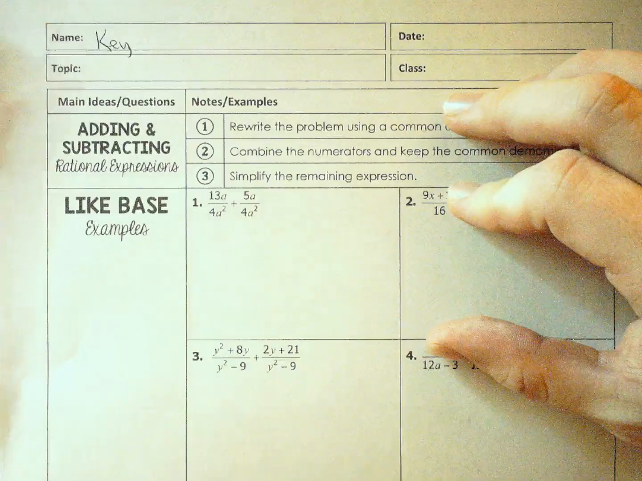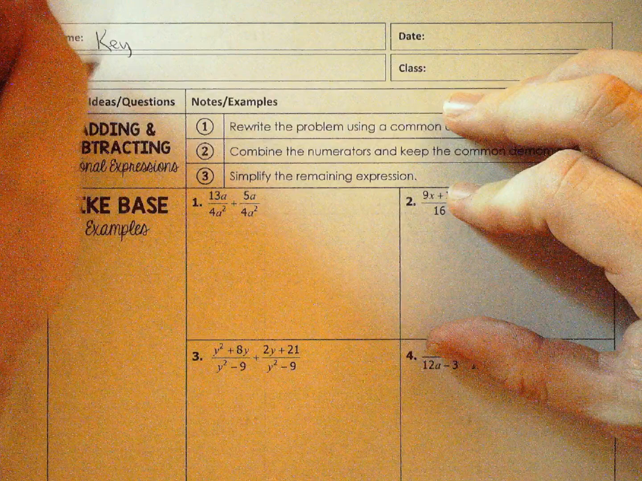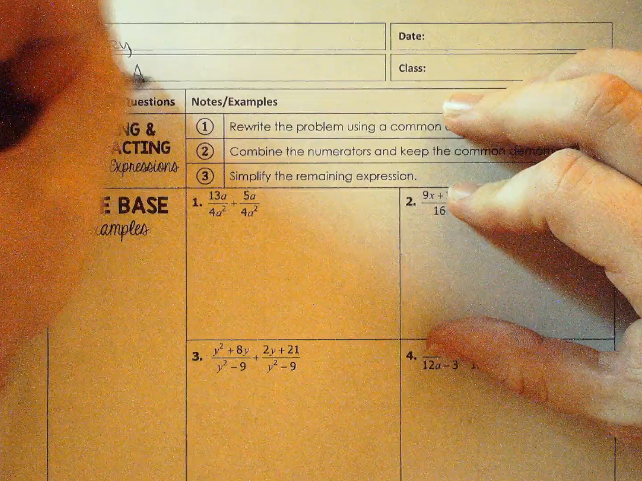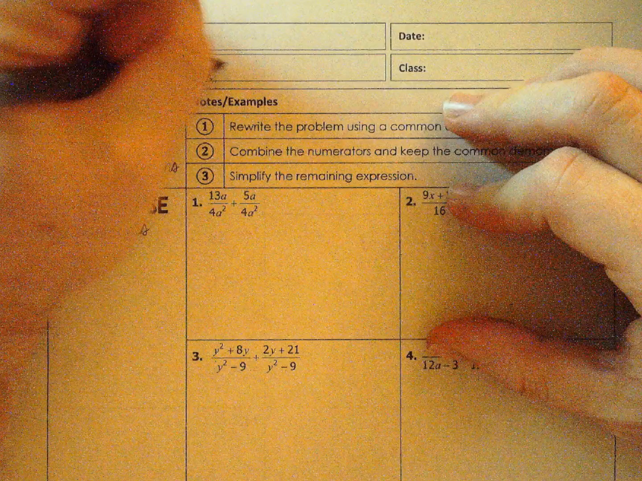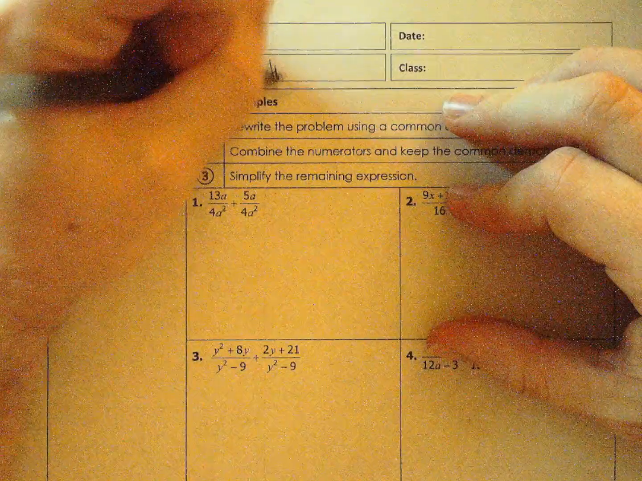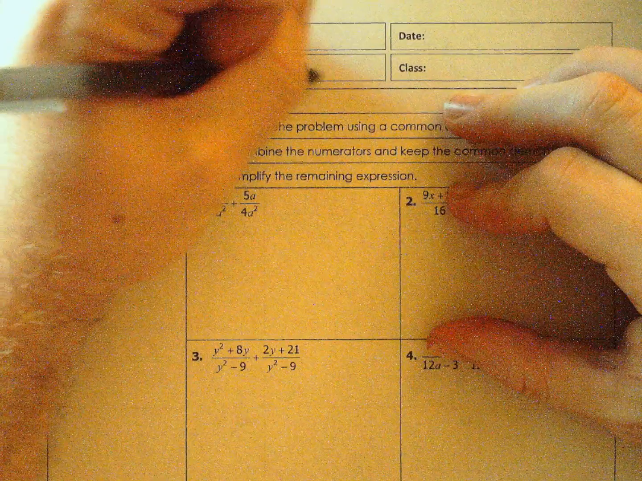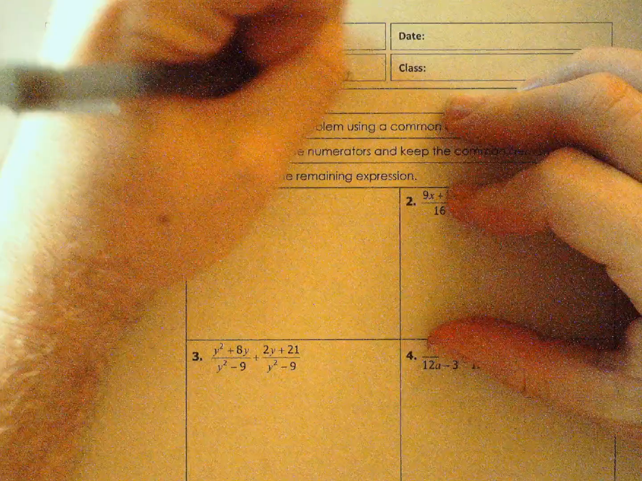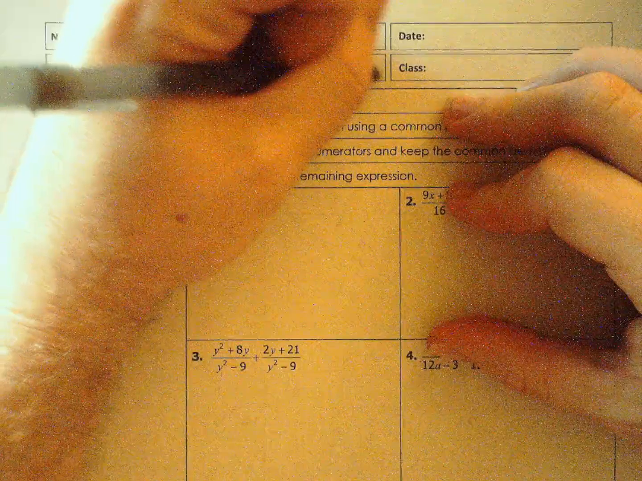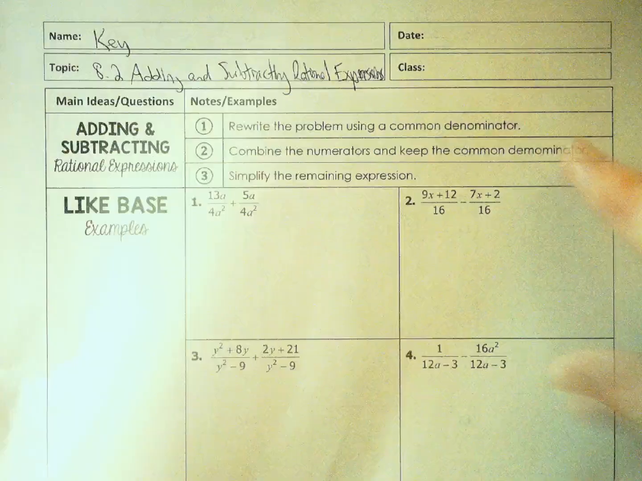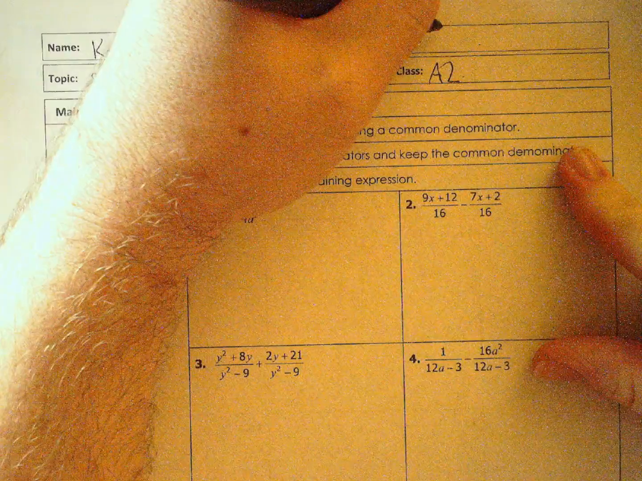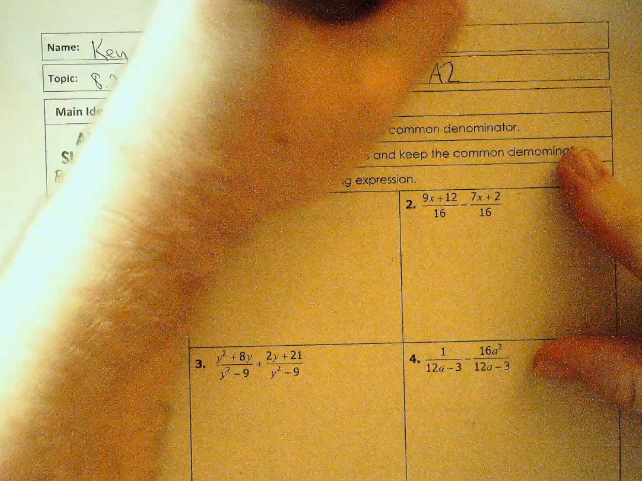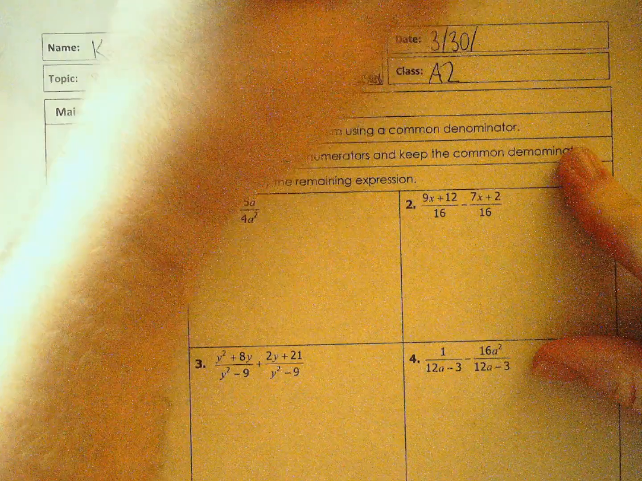As always, my name is Key, and today's topic is 8.2, adding and subtracting rational expressions. Kind of room there, but there it is. And of course, this is Algebra 2, and the date, let's just call it 3:30, because that's when you should be doing this and submitting it.